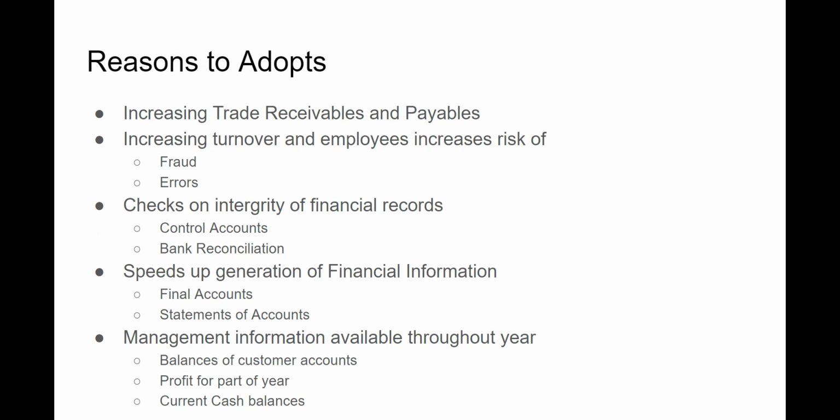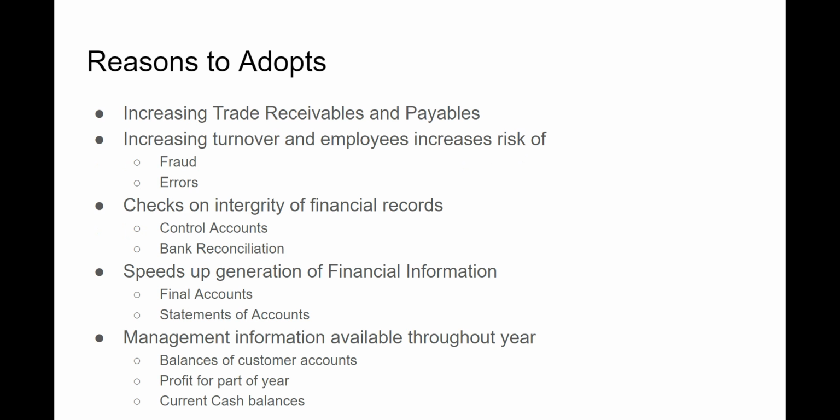to calculate the profit for the year using part year financial statements, and to know things that are important to a business, such as their current cash balances in both the bank and in physical cash. Okay, so they are the reasons why eventually the double entry system gets adopted by all businesses.